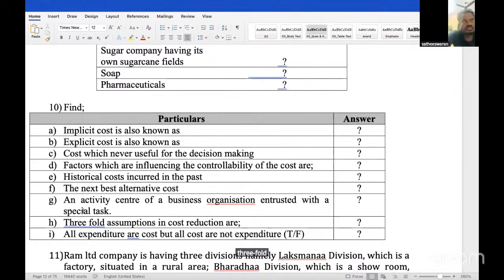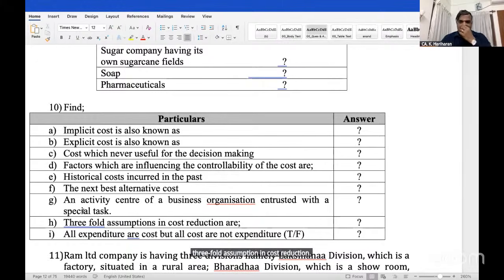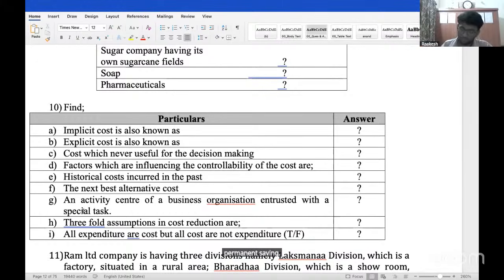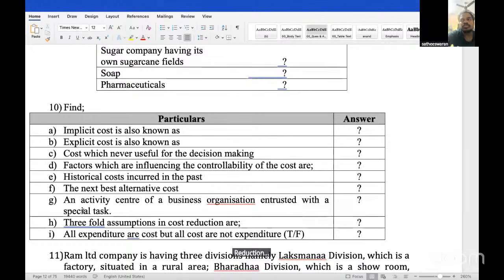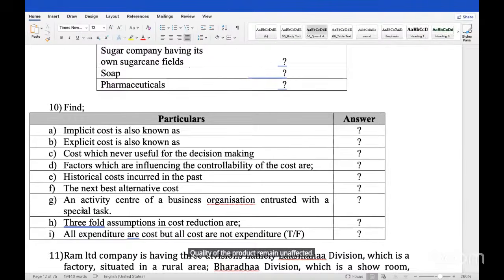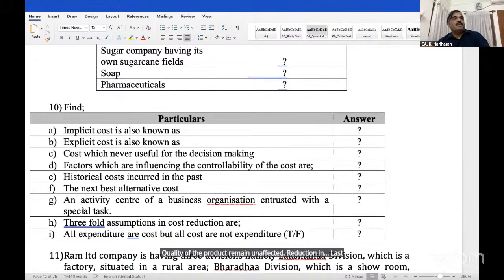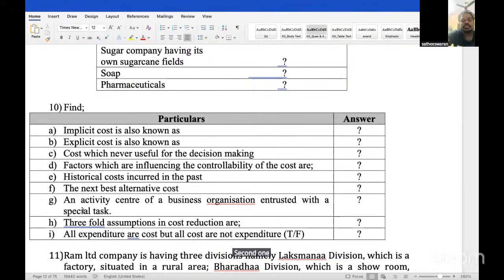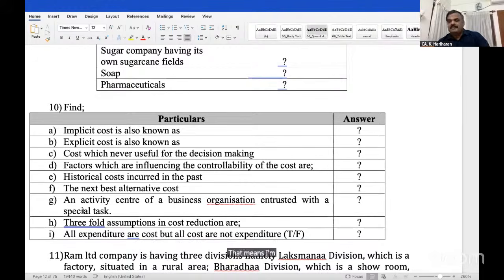Threefold assumption in cost reduction. Definition itself. Permanent saving. Reduction in cost per unit. The quality of the product remains unaffected. First one, reduction in cost per unit. Second one, permanent saving. Third, without affecting the quality.